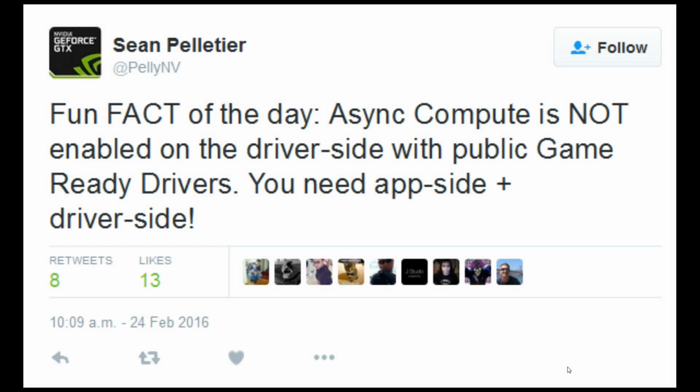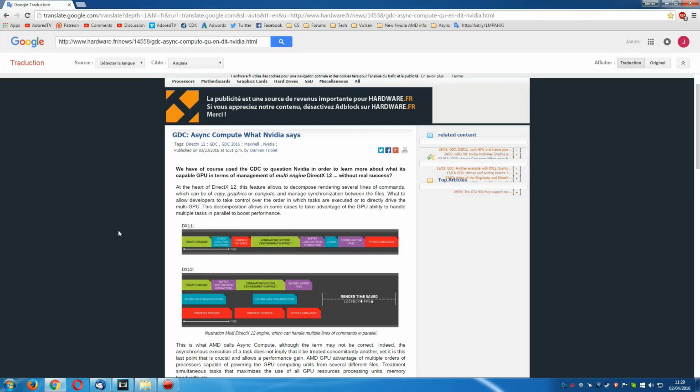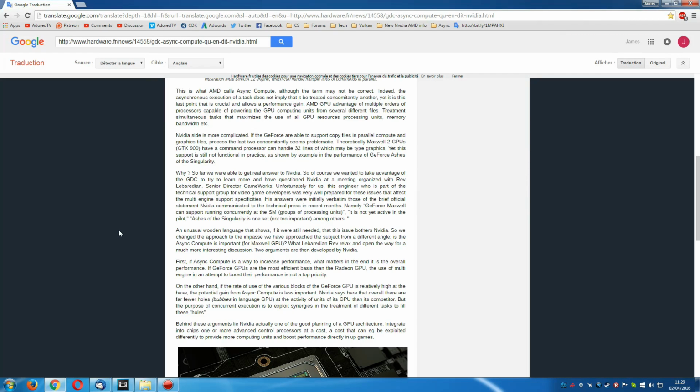Now over at Nvidia, they've been full on damage limitation about this for the past 7 months now, promising a driver that never seems to come. To me, this is something that isn't actually fixable in a driver, but maybe it's not quite as bad as it looks. Damien over at Hardware France organised a meeting with Rev Lebaradian, the Senior Director of GameWorks for NVIDIA. Now this guy's an engineer, he's not a marketer, and normally when you want to get the real story, you would go to an engineer instead of a marketer.